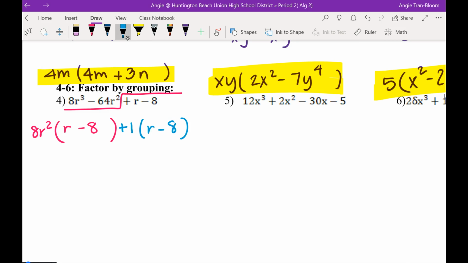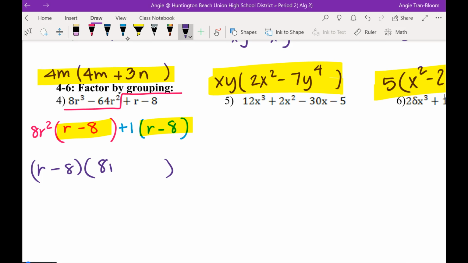So what's left? R minus 8. Now I want you to look at your two groups. Are those two groups identical? If they are identical, that's a GCF, right? So guess what we do with that GCF? We factor it out. If we factor out, what's left over? 8r plus 8r squared plus 1. Right? So that's how we factor by grouping.